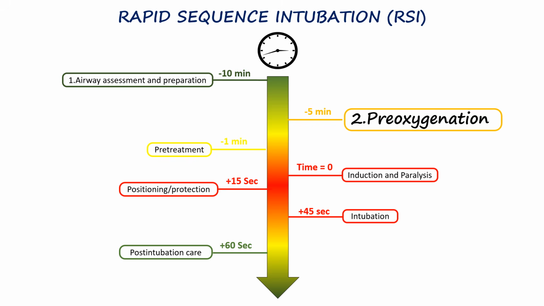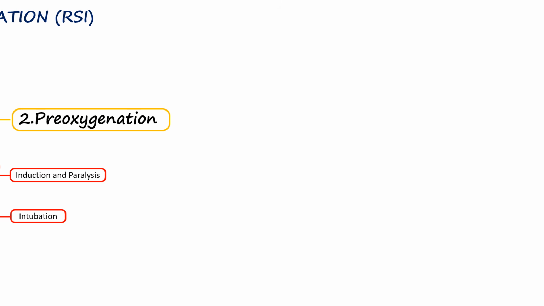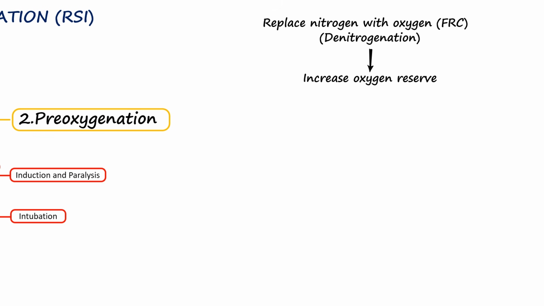The second step of RSI is preoxygenation. Preoxygenation involves replacing the nitrogen that predominantly fills the functional residual capacity with oxygen, a process often described as nitrogen washout, denitrogenation, or oxygen wash-in. The primary goals of preoxygenation are to increase the body's oxygen reserve, thereby providing additional time to secure the airway, and to reduce or eliminate the need for mask ventilation during induction.